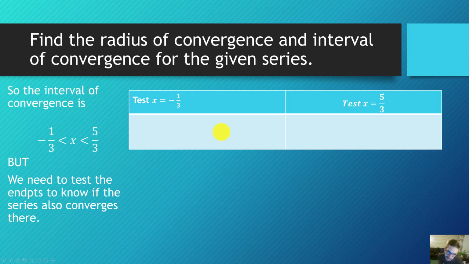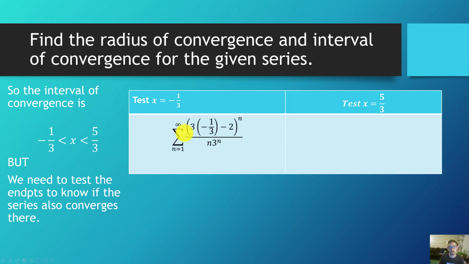But we need to test the endpoints to know if the series converges at those points as well. And we need to test that because we don't know. The radius of convergence doesn't tell us about the endpoints. So to test them, we are going to go back to our power series and plug in x equals negative 1/3 to see if it converges at that point. We already know it converges at 0 and at 1, because those numbers are within our interval of convergence, but we're not sure about these two specific endpoint numbers. So let's do the math here.